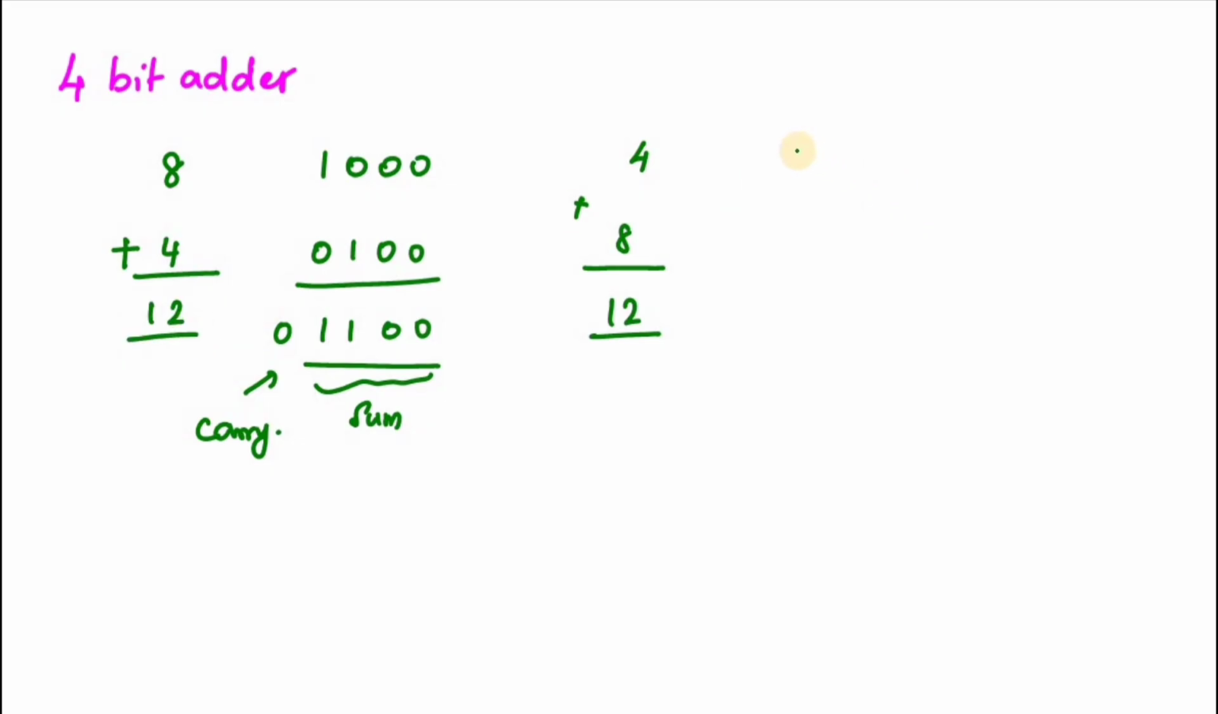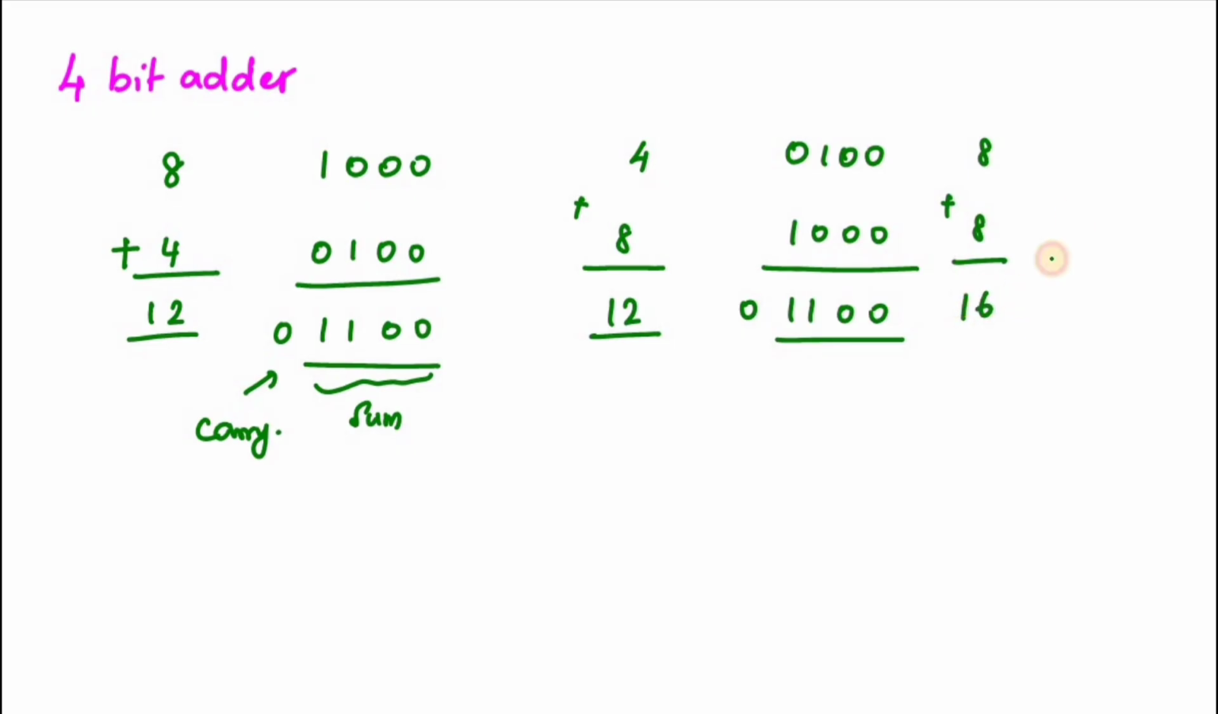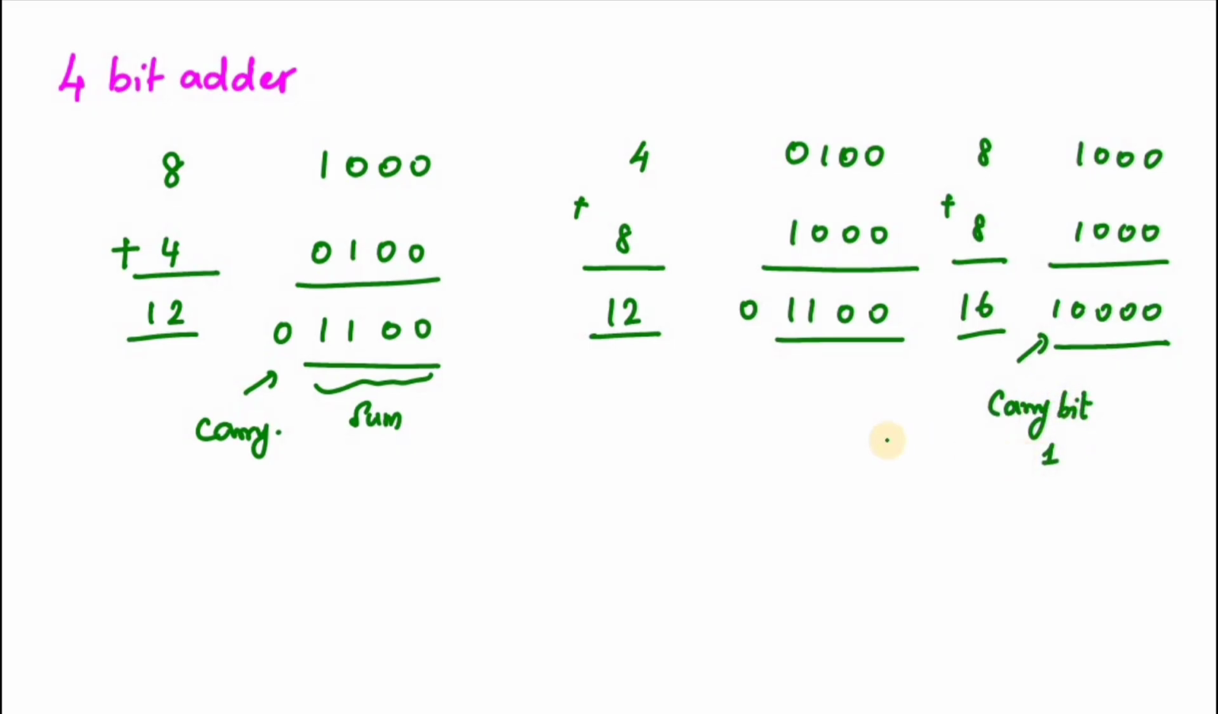So here also you will get the answer as 12. If we see how to represent 4, 0100, and 1000, if you add these, I will get the same answer, right? Carry value 0. There is one more possibility. If I add 8 with 8, I will get the answer as 16. If you represent 16, 1000 plus 1000, we get 10000, which is nothing but 16. So here you can see the carry bit is 1. For the rest of the values, the carry bit is 0.